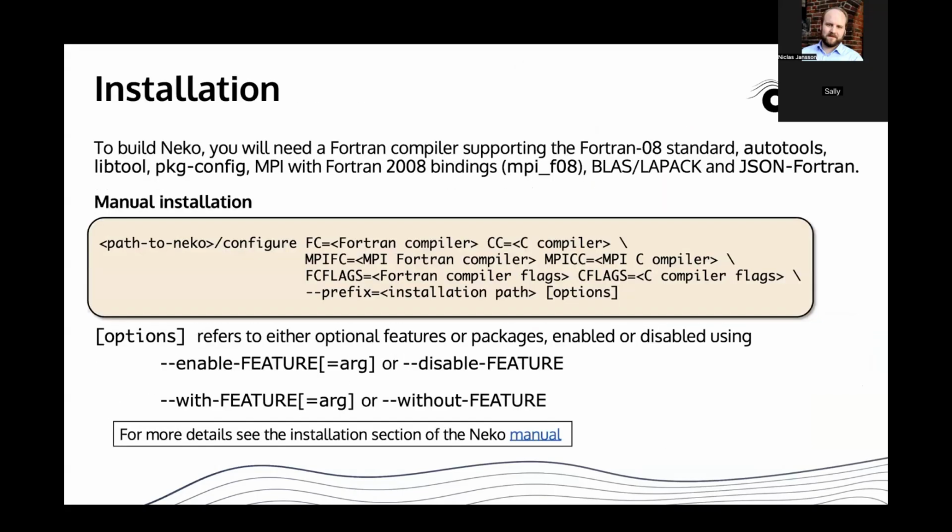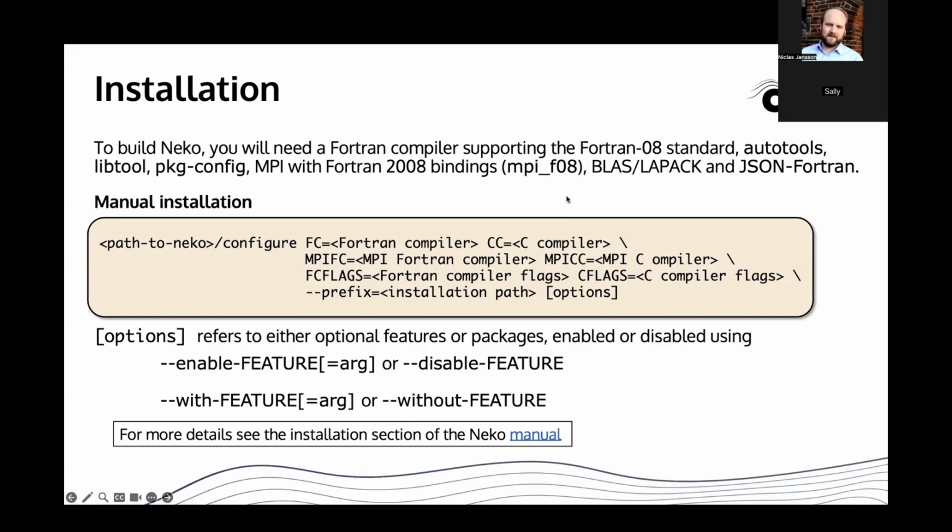So the first thing, to install Neko, you don't need that many dependencies. You basically, of course, need a Fortran compiler. And you need autotools, libtool, pkg-config, these utilities that you often have lying around on a machine. What can be a bit tricky is that you need an MPI that can actually do Fortran 2008. An important thing is that you actually have this module mpi_f08, which most MPIs these days can produce if the compiler is good enough. But there are still some vendors that are not shipping these.